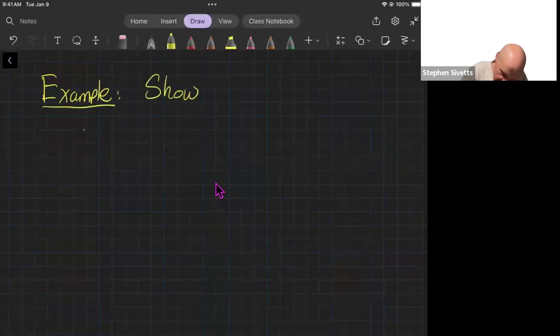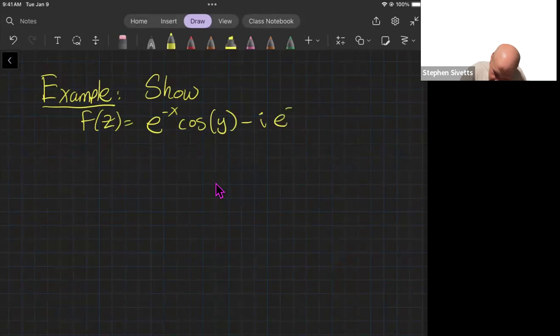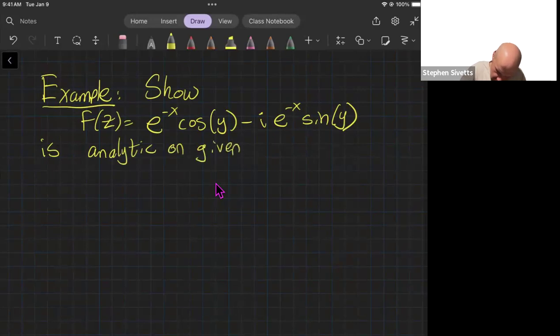Show that f of z, in terms of the real and imaginary components, is equal to e to the minus x cosine y minus i times e to the minus x sine y, is analytic on a given domain. All right, okay. Pause the video and I want you to work on this on your own, and try to figure out which domain would be suitable for this function.